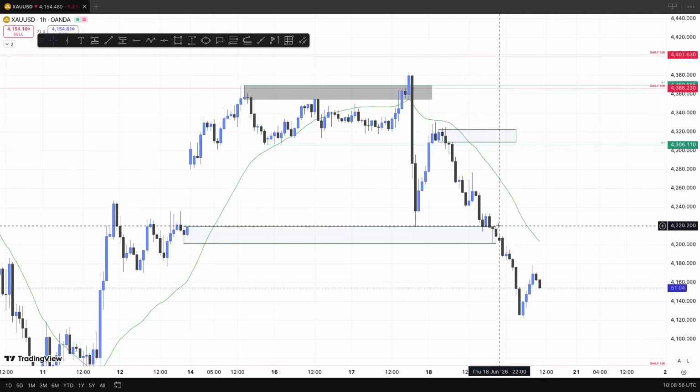Whenever we are at an area of interest in the higher time frames, we always have to get a confirmation at that area of interest, maybe 2 or 3 confirmations at that area of interest, to continue or to validate your idea. As simple as that.